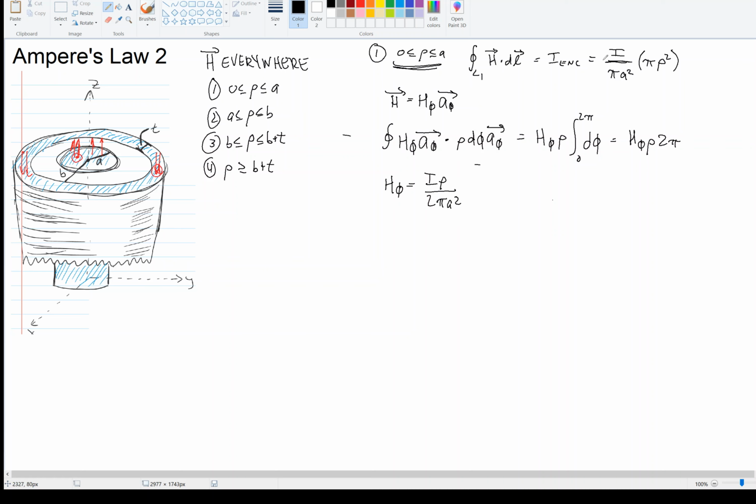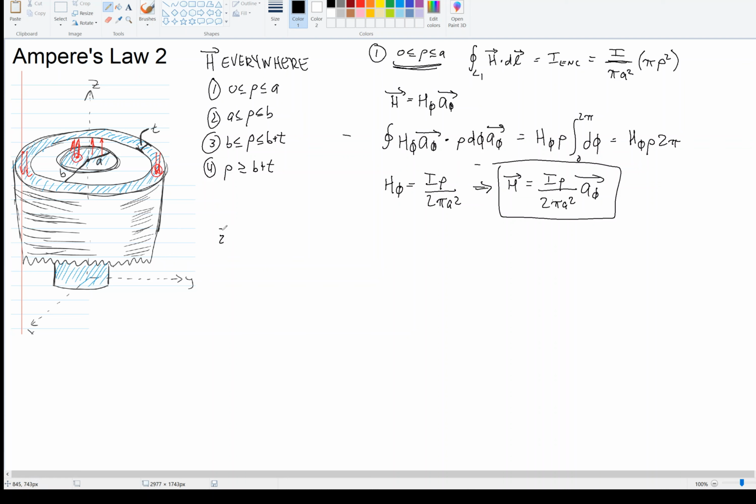Again, that's using the fact that it's enclosing this much current. I rho squared over a squared. And as that's the phi component, then we can say in vector form, this is I rho over 2 pi a squared in the phi direction. So that's what we get for situation 1 or region 1.